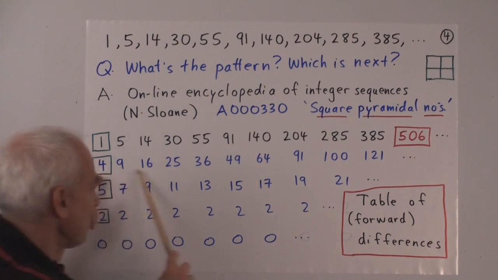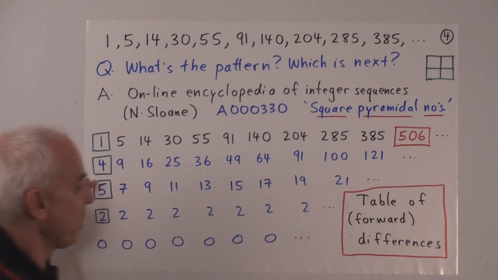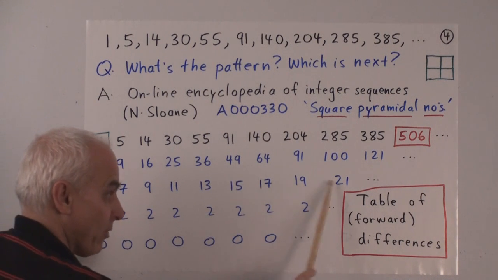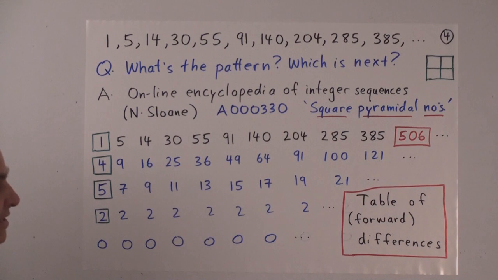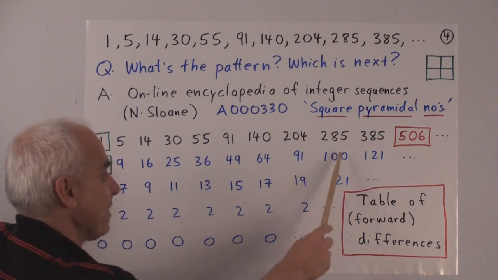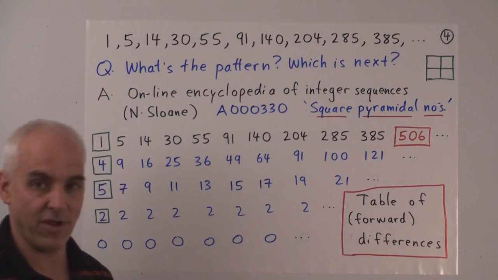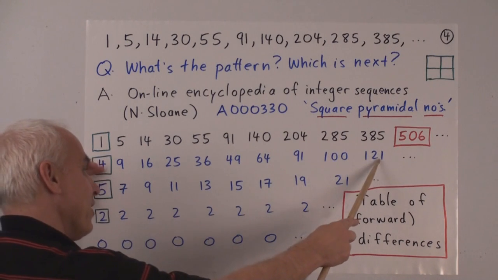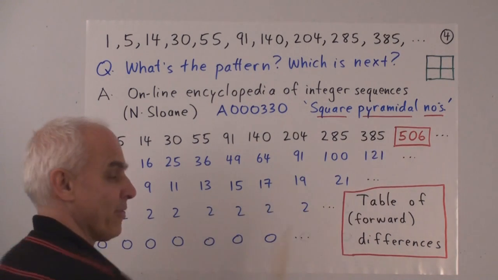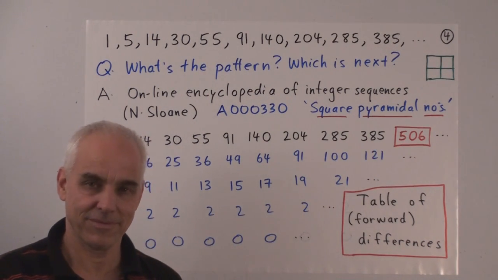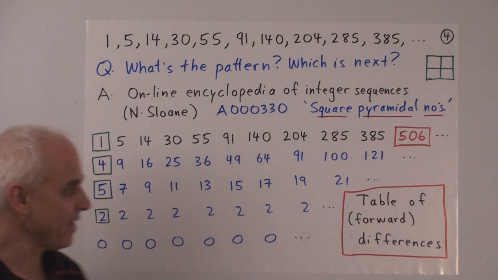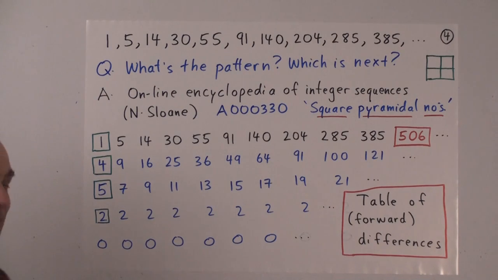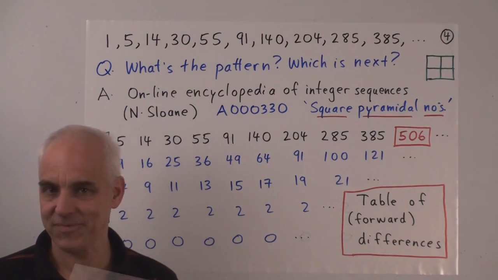And if we hadn't known what the pattern was here, but we had known what the pattern was here, then we could use this difference level to work out what the next element in this difference level was. And then we could use that one to work out what the next element in the original sequence was. This is called a table of forward differences. And it's an important way of analyzing sequences.